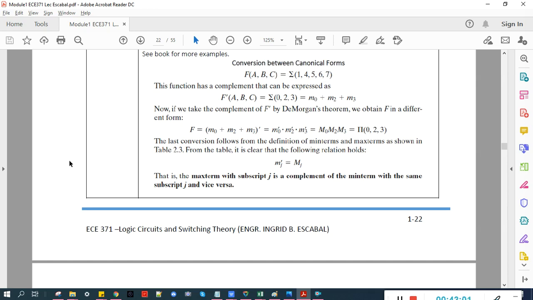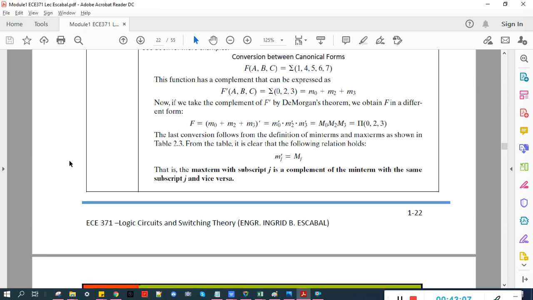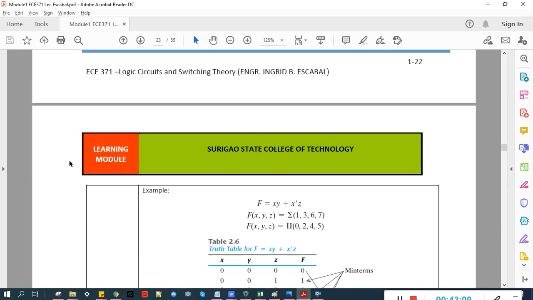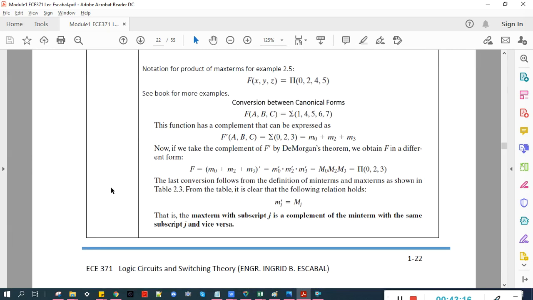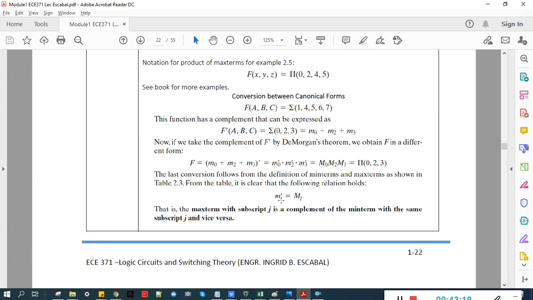The last conversion follows from the definition of min terms and max terms as shown in table 2.3. From the table, it is clear that the following relation holds. m sub j prime is equal to capital M sub j. That is, the max term with subscript j is a complement of the min term with the same subscript j, and vice versa.